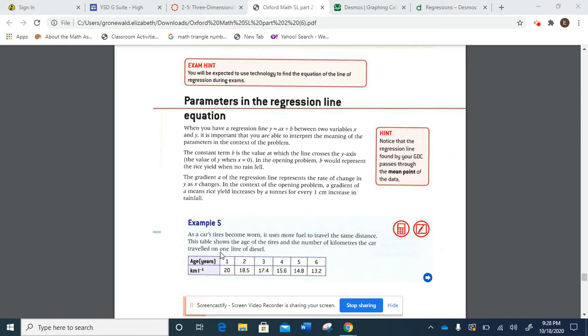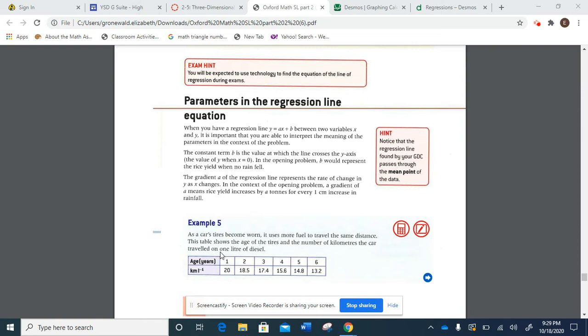It says, as a car's tires become worn, it uses more fuel to travel the same distance. This table shows the age of the tires versus the kilometers the car is traveling on 1 liter of diesel. So we have 6 numbers, 1 through 6, and then we also have the kilometers that we are driving, kilometers per liter.